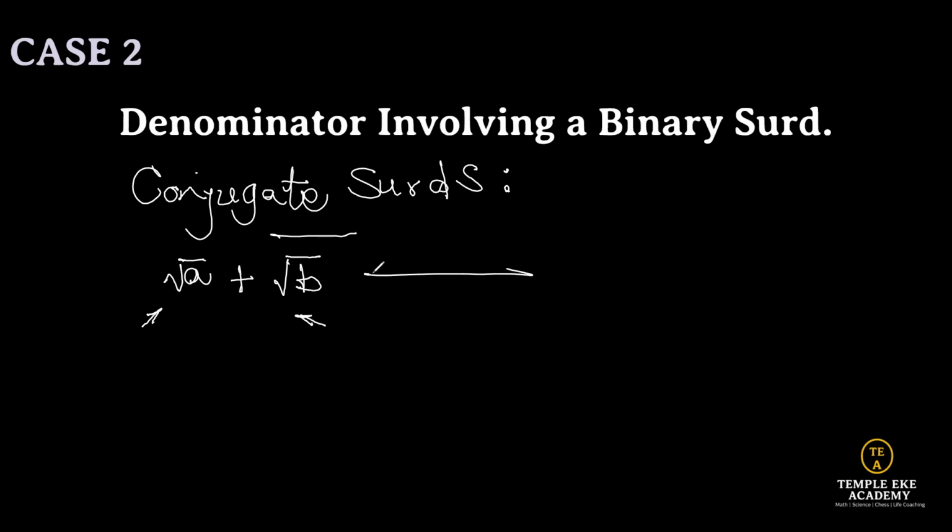Translate this by conjugation. The conjugate of this is simply retain the same surds. Square root of A and square root of B. But the only thing that you change will be the sign in between them. Originally plus, translate into minus. So the conjugate of square root of A plus square root of B is another surd, square root of A minus square root of B.